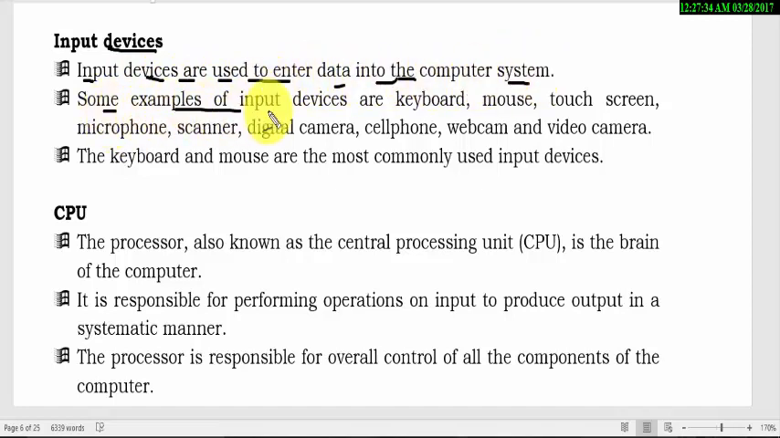Then some examples of input devices. We enter data into the computer using the keyboard. We enter data using the mouse. We enter data using the touch screen, like those pictures I was showing you there. We enter data using the microphone, the scanner, the digital camera, and also the cell phone, which I have not shown you. A cell phone can be used to enter data into the computer.